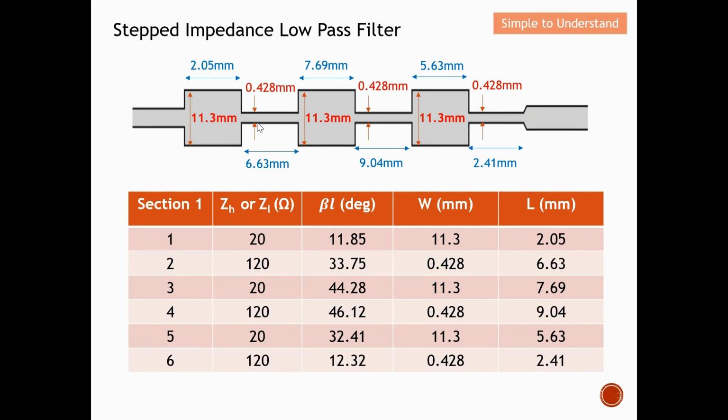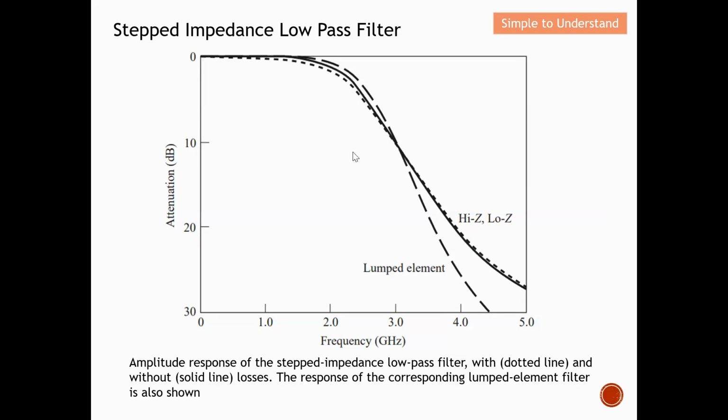Once you simulate, you can obtain this amplitude response. This diagram here shows the amplitude response of the step impedance low pass filter. Let's focus on this, basically the dotted line and also the solid line. The dotted line will be the filter response, and the solid line is without the loss. The response of this also includes the lump element. As you can see, the lump element actually has a steeper roll-off as compared to the step impedance low pass filter.